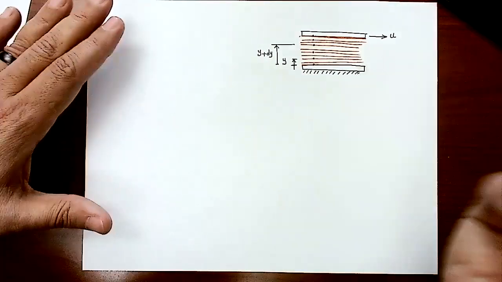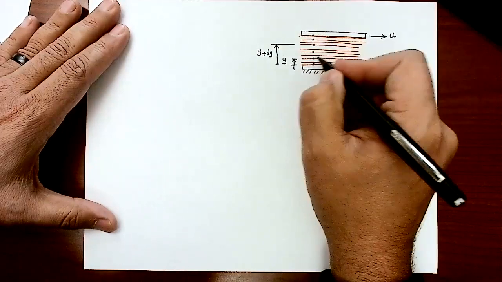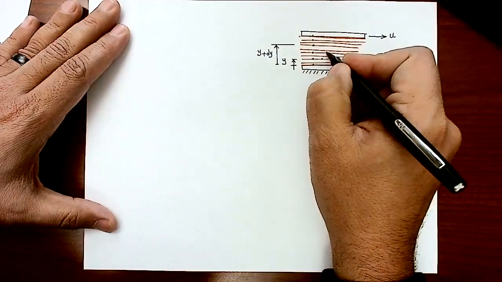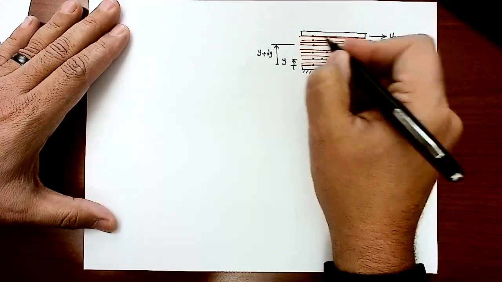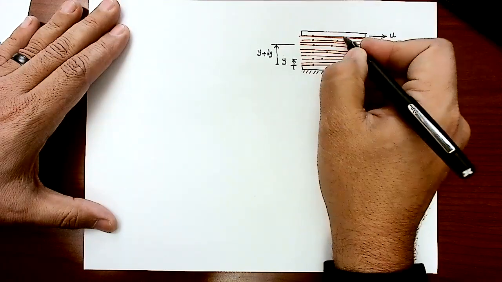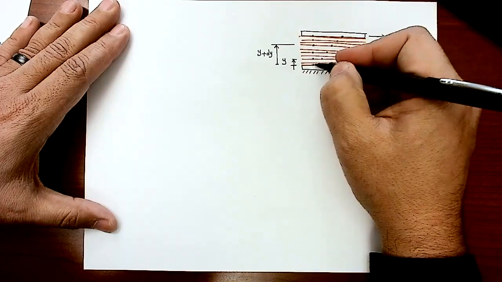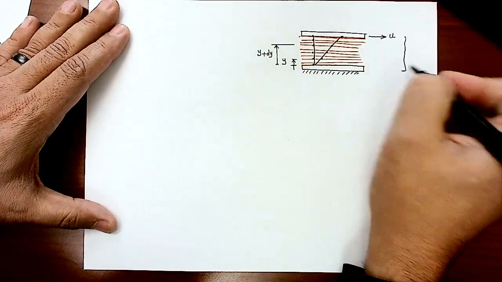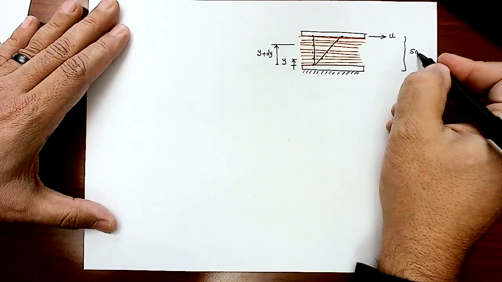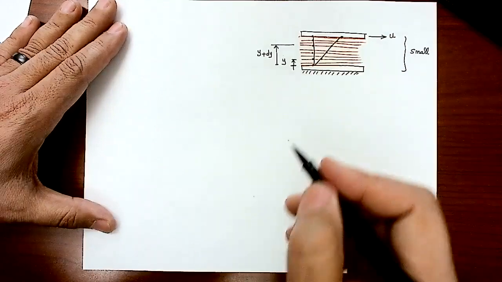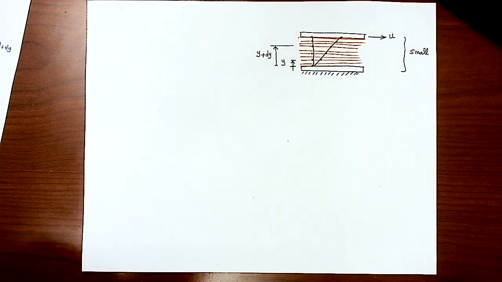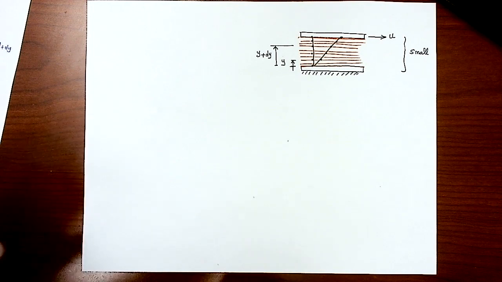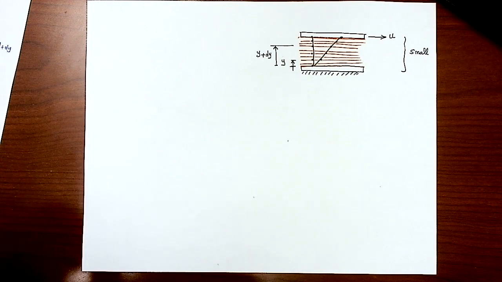So after a short period of time, you'll find this molecule maybe came up here, this one maybe came up here, and this will go the furthest of them. So we end up having something like this. And if that space is very narrow, very small distance, we always assume the distribution is linear. Keep that in mind. For a short or narrow spacing between the two plates, you can assume the velocity will change linearly in between these two plates.